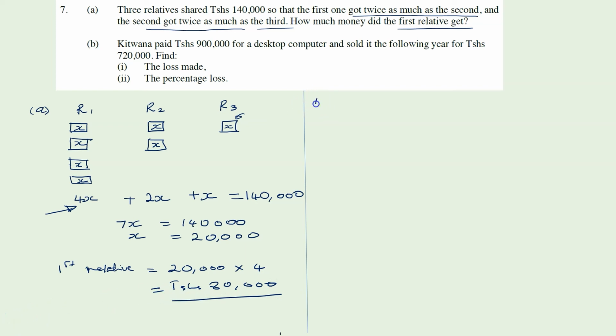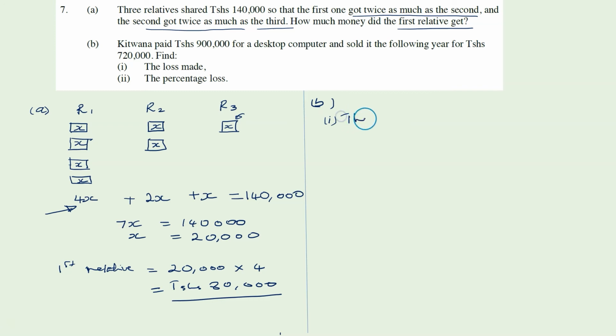And now for part B, we are told Kitwana paid 900,000 shillings for a desktop computer and sold it the following year for 720,000 shillings. Find the loss made. Okay, so the loss, well, if he bought it at 900,000 shillings and sold it at 720,000 shillings, then the loss is just the difference between the two.